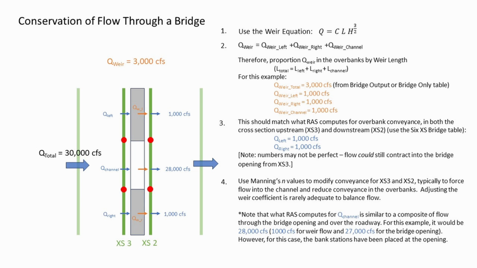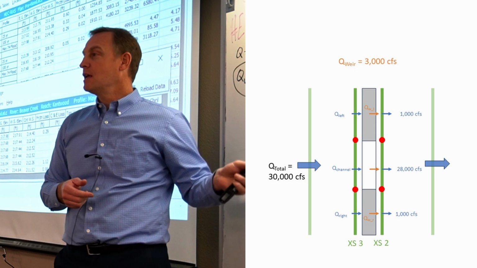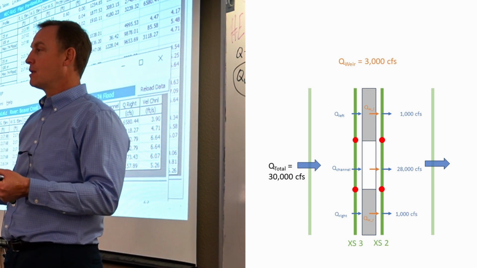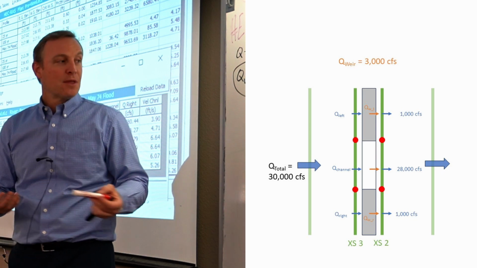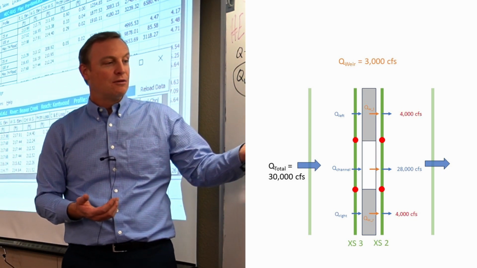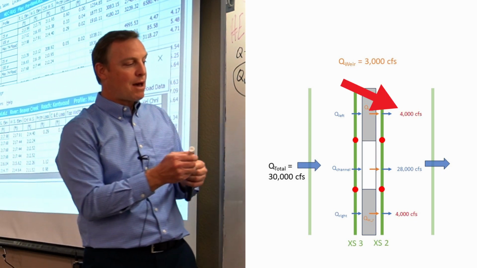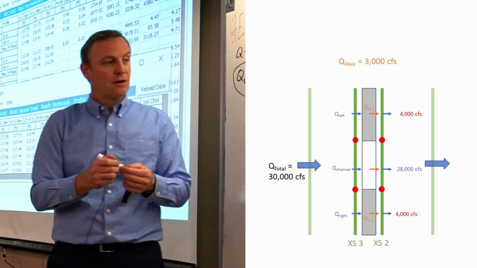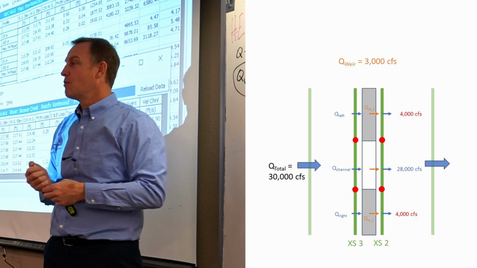After you've done your modeling and you've laid out your geometry, you've selected your bridge modeling approach, which we're going to talk about next, then you have to run your model, and you have to go back and decide, are the numbers that I'm getting, do they make sense from a conservation of mass standpoint? And that's the hard part. And so what would happen if we had way too much flow out here? Let's say RAS came back and said this should have been 4,000 and 4,000. But we still only had 3,000 of weir flow. What would we do?